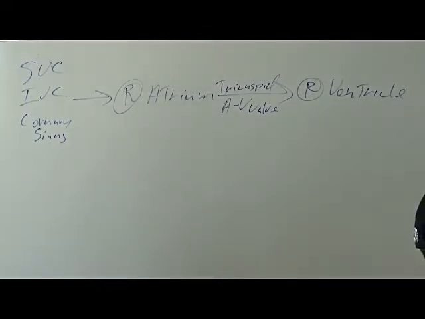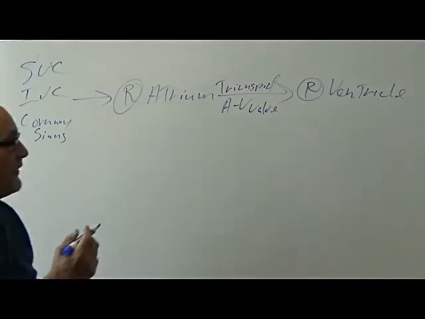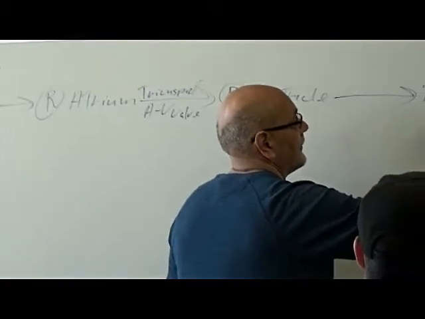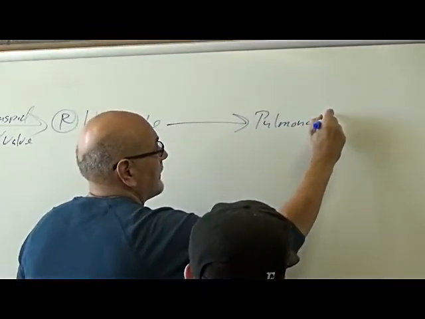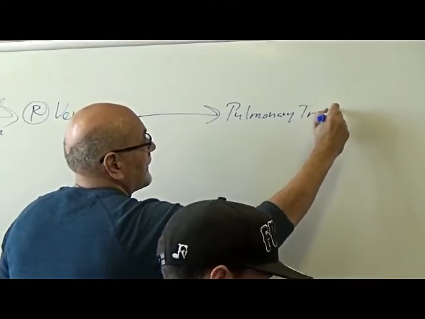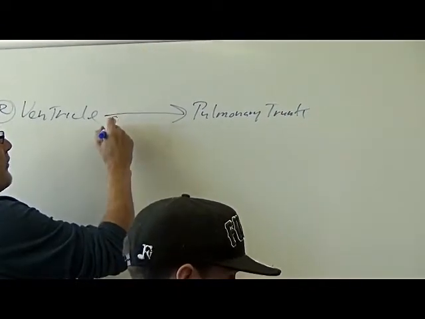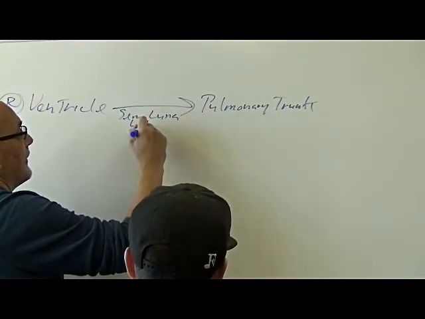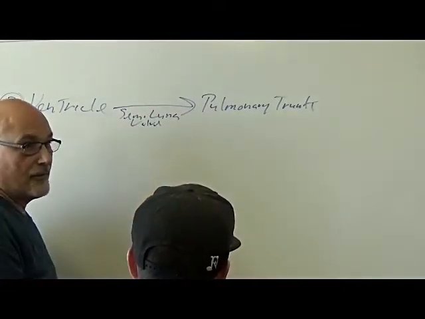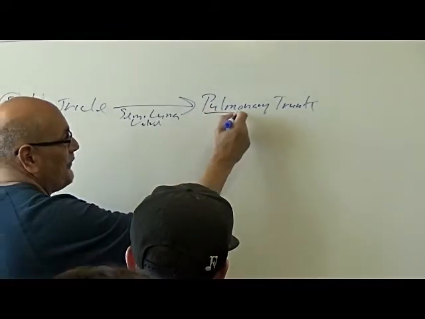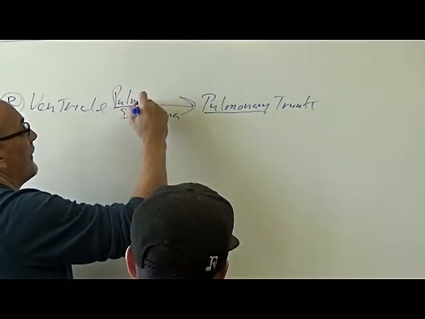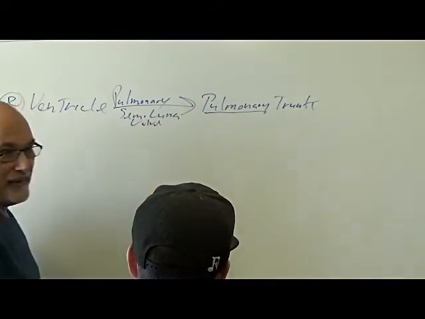So where do we go from here? This right ventricle is going to push the blood out into the pulmonary trunk, and it's going to go through what we call a semilunar valve, the pulmonary trunk valve. Kind of makes sense, doesn't it?